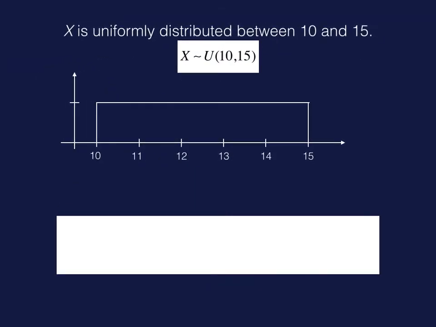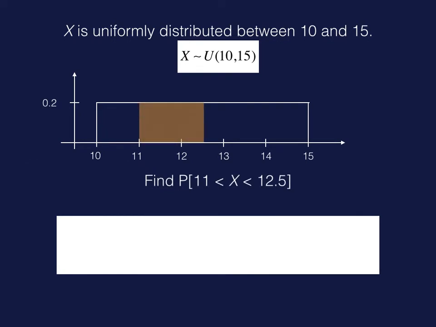Okay, so let's try something. Let's say x is uniformly distributed between 10 and 15. That curved symbol next to x means is distributed as. So it's saying x is distributed as a uniform distribution between 10 and 15. So it's a rectangle. First, we have to find the height of the rectangle. Since the rectangle has a side of 5, that means the height must be 1/5.